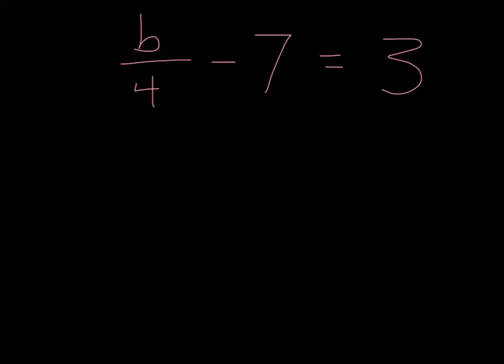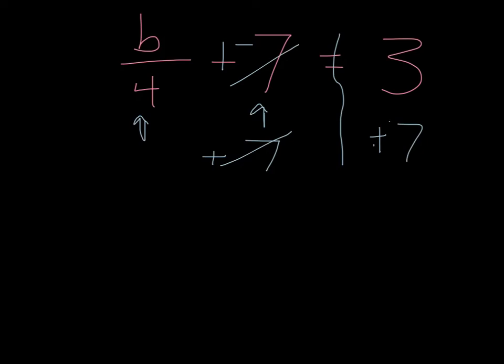Now let's go through problem number 2. Again, 2 operations here. Right here we have division, and right here we have subtraction. Remember, we don't like subtraction, so I'm going to change it to addition. We're going to get rid of the addition portion first, so we're going to add 7 to both sides. The 7's cancel on this side, and 3 plus 7 equals 10. Once the 7's cancel, we're left with b divided by 4, and so b divided by 4 equals 10.